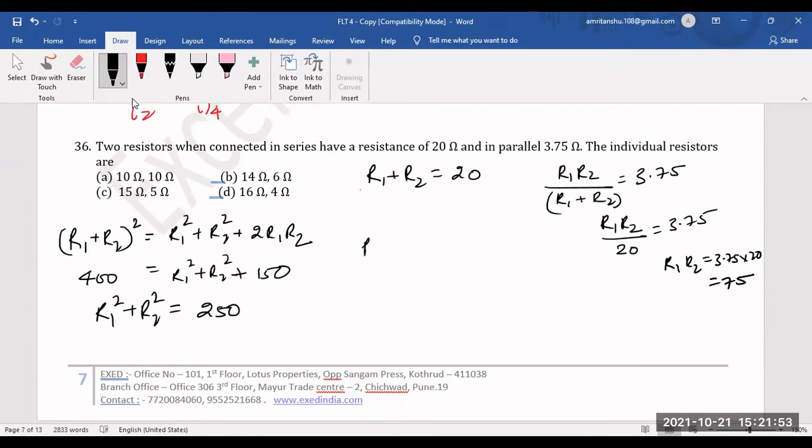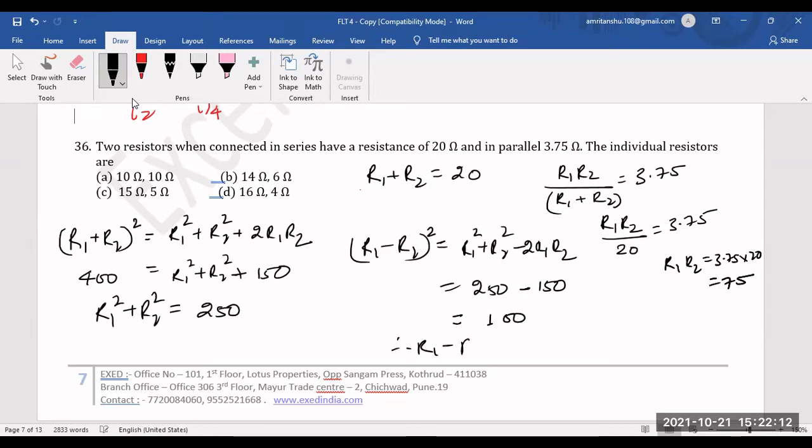Now similarly, I can do it for R1 minus R2 the whole square also. I know this is R1 square plus R2 square minus 2R1 R2. R1 square plus R2 square is 250, R1 R2 is 75, so 2R1 R2 is 150. That makes it 100. Therefore, R1 minus R2 is 10. So this was our equation number 3.